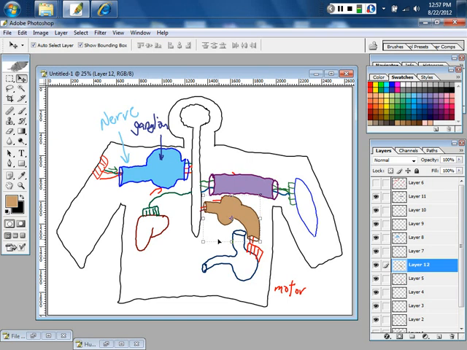Now, we have this nerve here going to the stomach. We need to prepare our body to either fight that dog or run away from it. Do we want the stomach to have more activity or less activity? Less activity, because digesting food at that moment will not help you fight the dog or run away from the dog. Does that make sense?